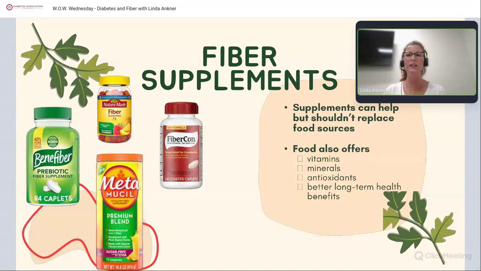And so if you're only relying on a supplement, or a fiber supplement rather, to get your fiber needs or to meet that 25 to 30 grams of fiber a day, you're going to be missing out on a lot of other nutrients that are just as important.